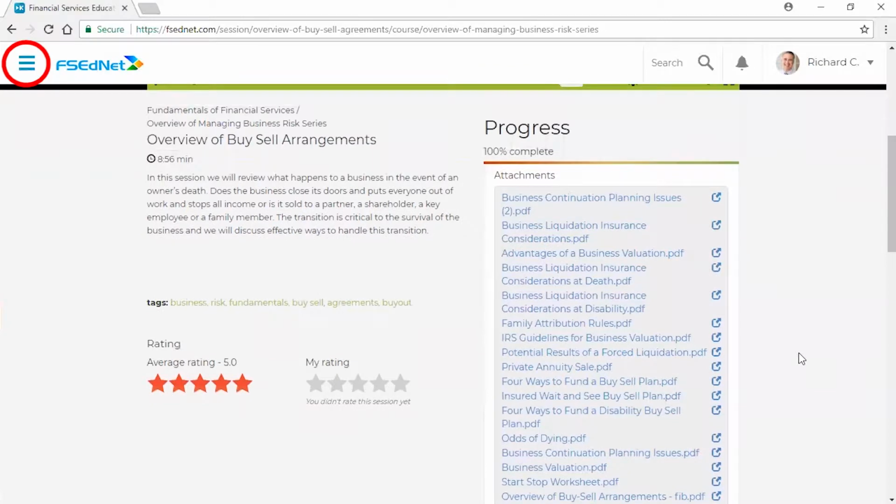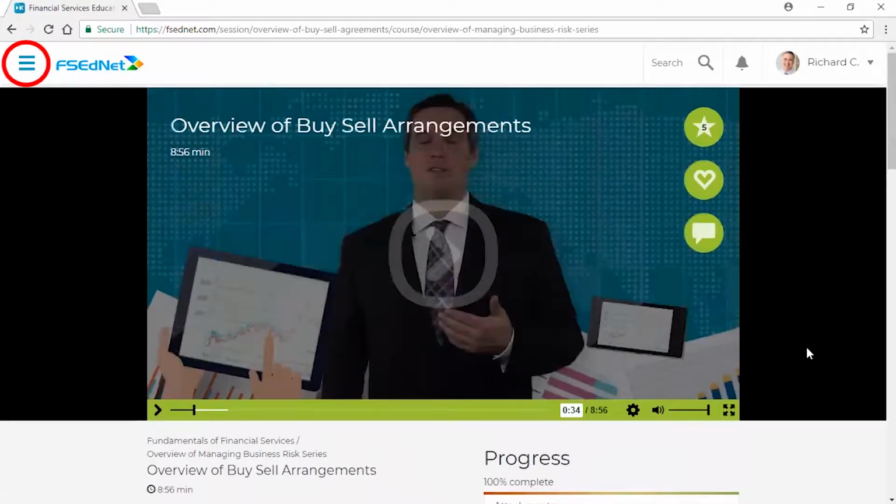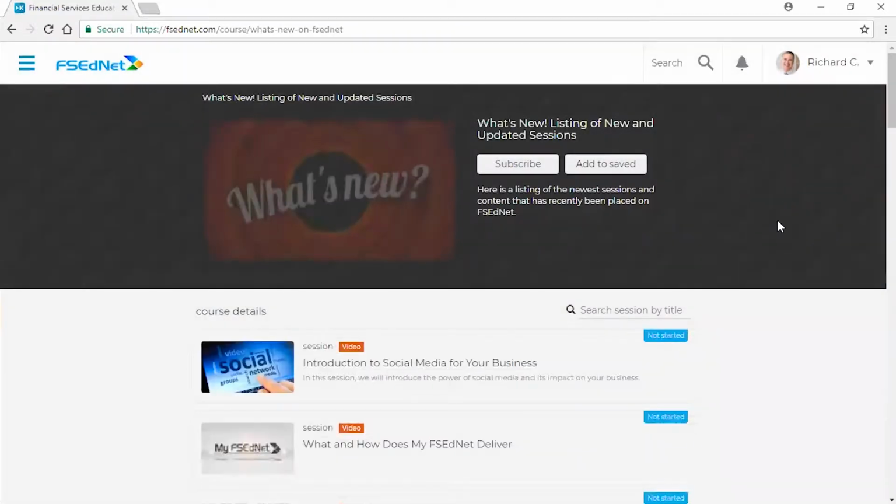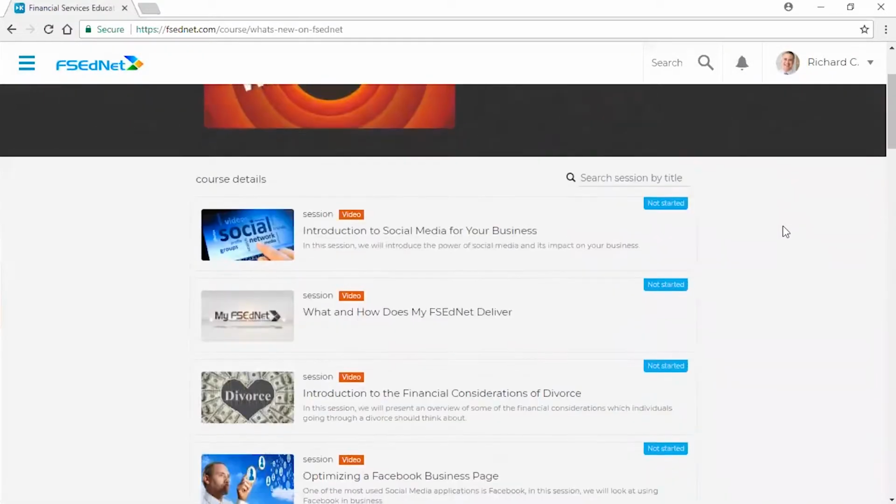Do you see the three bars in the upper left corner? Here you will find the second way to access our sessions. Let's click on the bars. Here you will find our course curriculum and help tools.